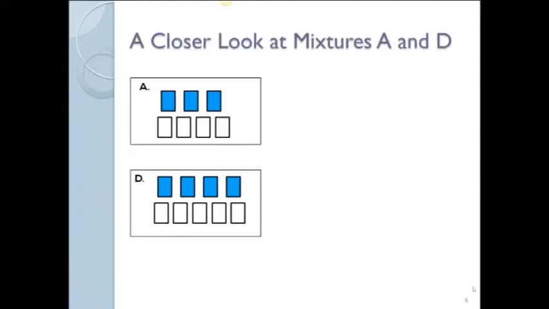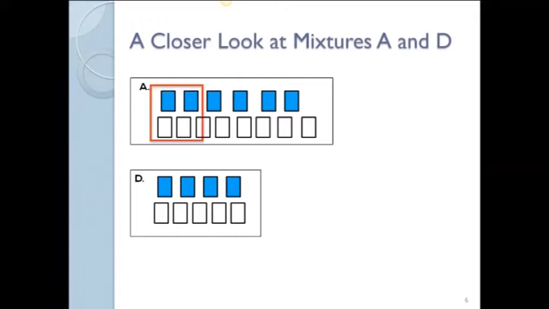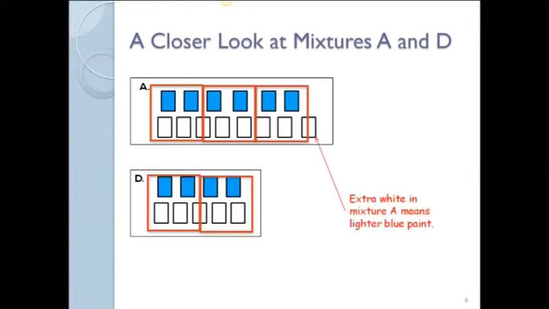Let's help Ed think through this one. Here's a double batch of A, and since this is a proportional increase, it must be the same shade of blue. One way to look at this mixture is to match up 2 blues for every 2.5 whites. Doing the same for D, we can now see that A has a little extra white, so it must be lighter.